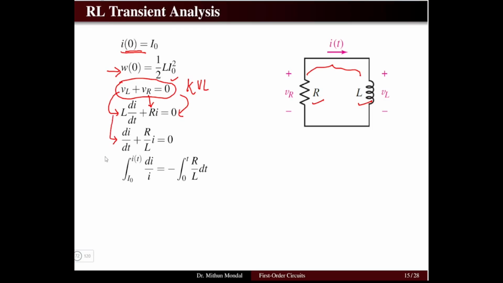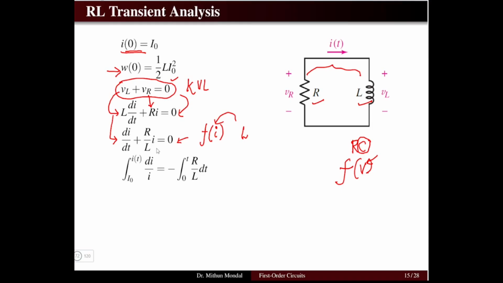So the standard first order differential equation will be written in the form of di by dt plus R by L into current I is equal to 0. Now you see that the function of this equation is with respect to the current. So this is the function of current I. Whereas when we were having the RC circuit, we had the differential equation as a function of voltage. So that is the difference. Whenever you have a capacitor, your variable will be voltage. Whenever you have an inductor, your variable is current.